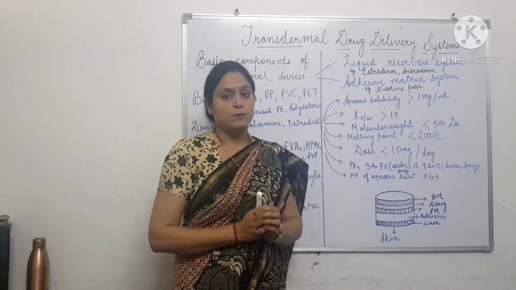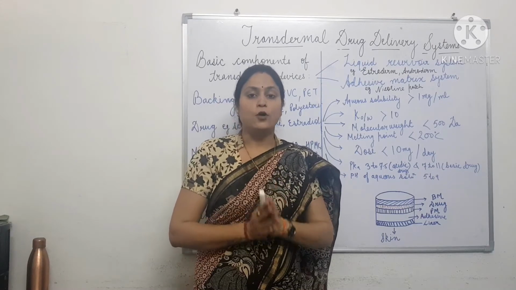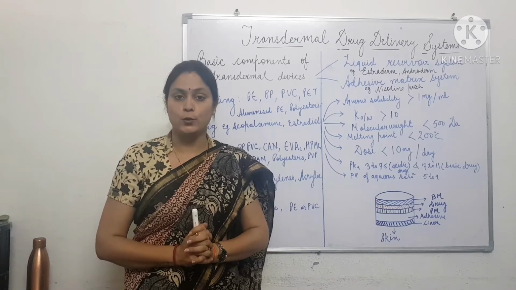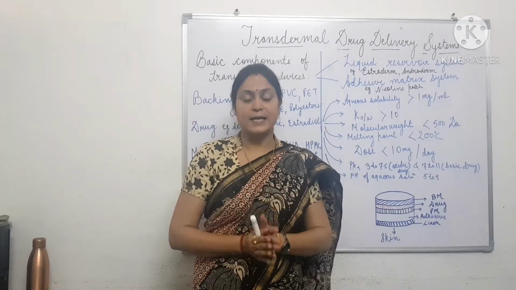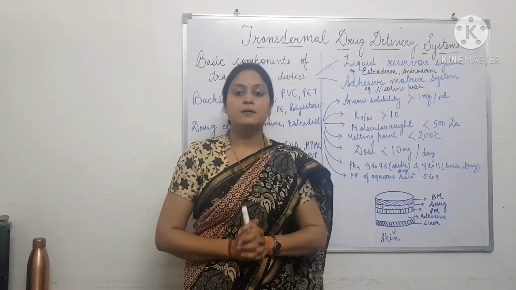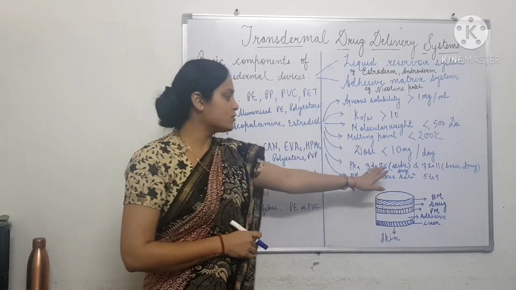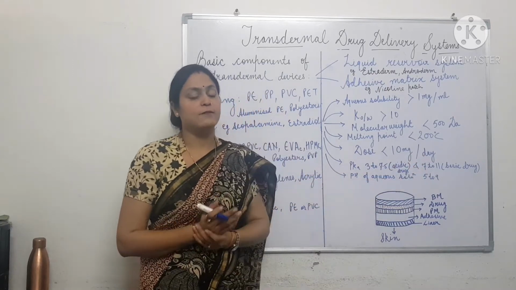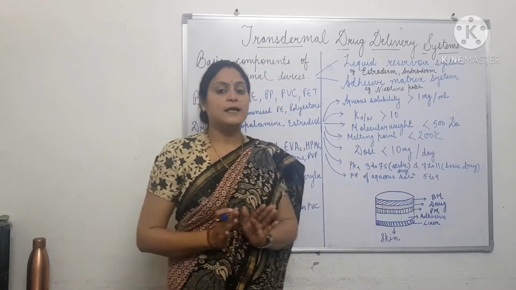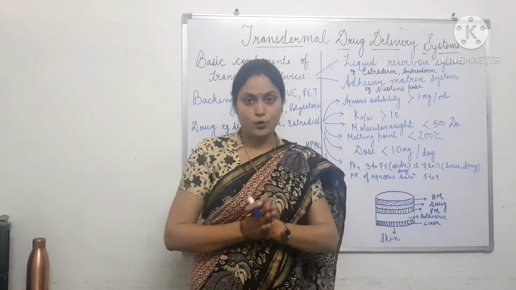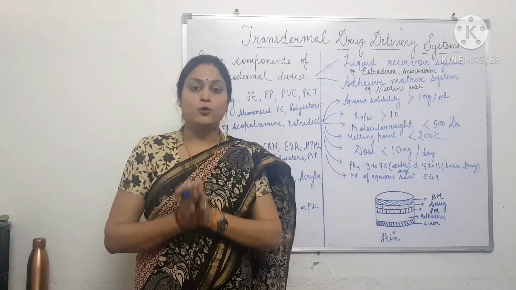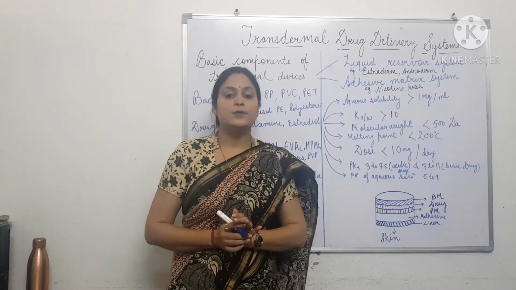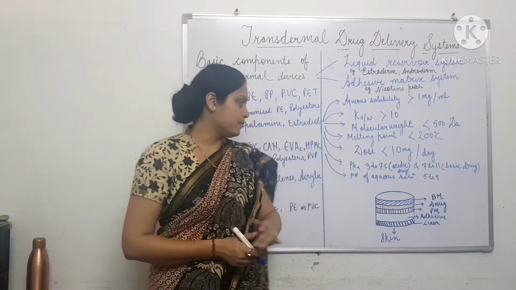Also, for formulation in a transdermal drug delivery system, the drug should be potent. It should have a low dose, less than 50 mg per day. Ideally, the dose of the drug should be 10 mg per day. But in the market, there are many formulations available whose drug dose is up to 50 mg, but not more than 50 mg. If the dose is more than 50 mg, then such drugs cannot be formulated as transdermal drug delivery systems.